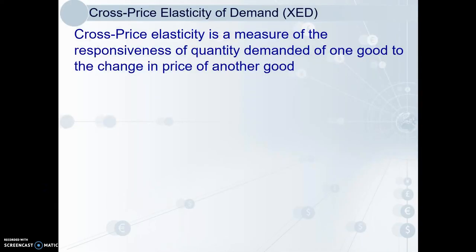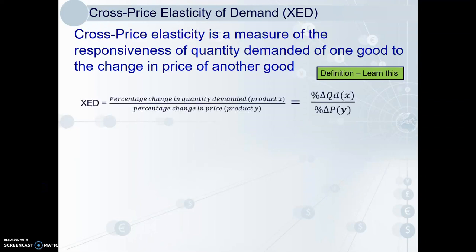First, cross-price elasticity. Cross-price elasticity is the measure of the responsiveness of demand of a good to the change in price of another good. Again, we need to know the definition, so make sure you learn these. And again, we've got an equation that we need to know. Here it is. Percentage change in demand of good X divided by the percentage change in price of good Y.